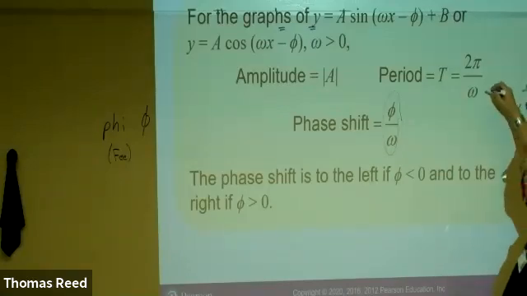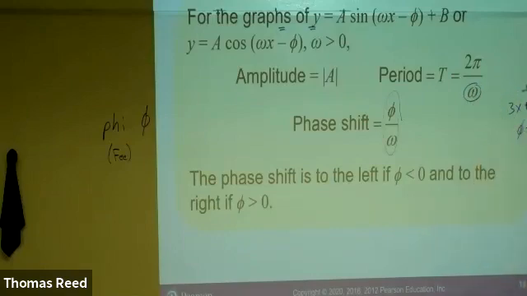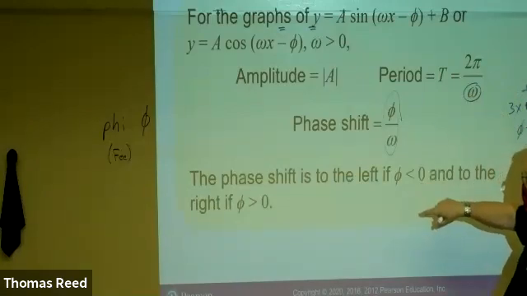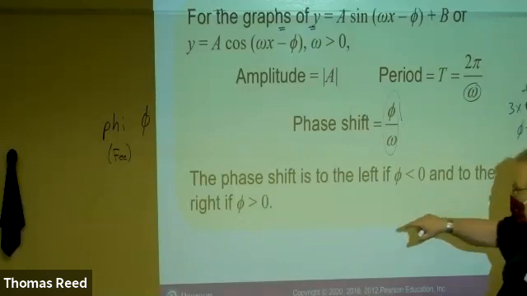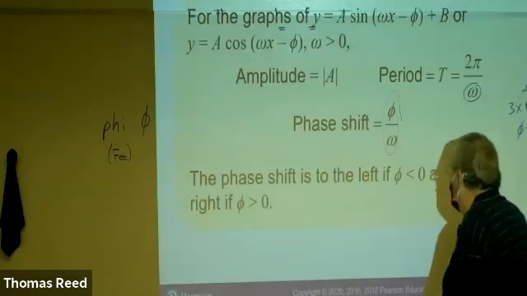So omega is a very important number. If omega is less than 0, then it's a shift to the left. If omega is positive, then it's a shift to the right.